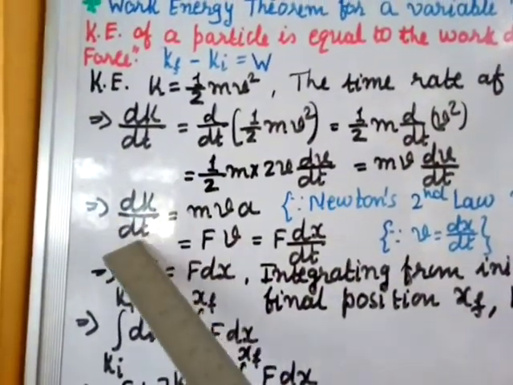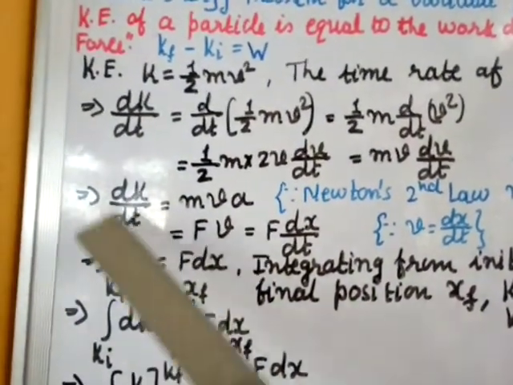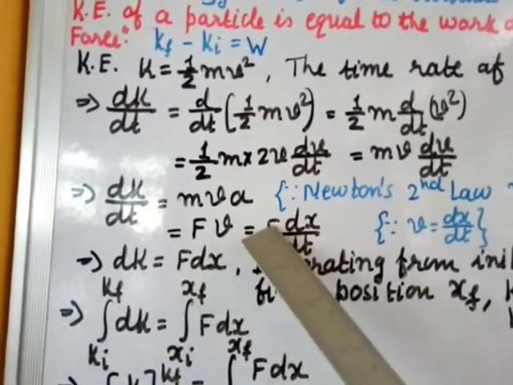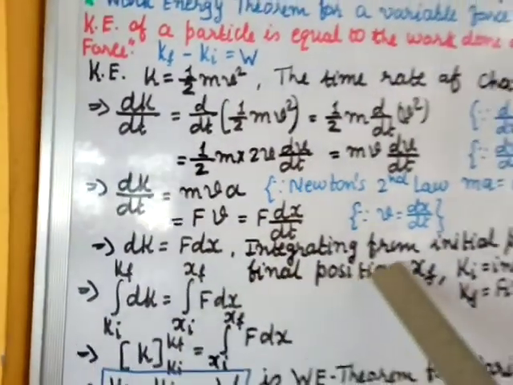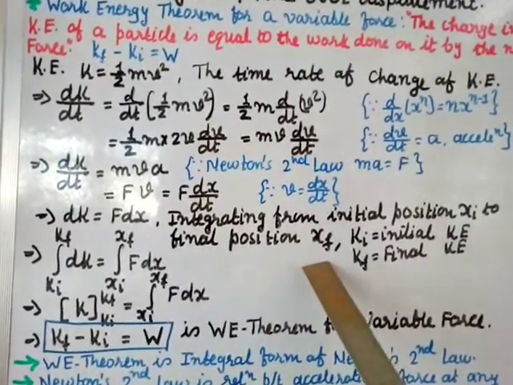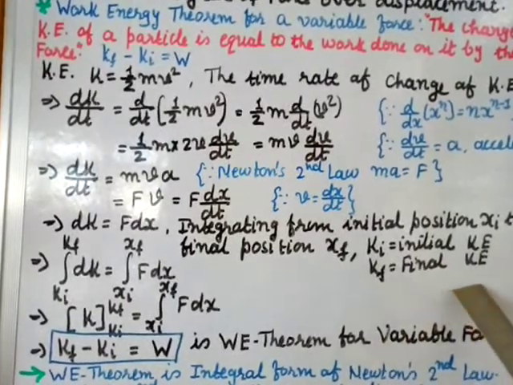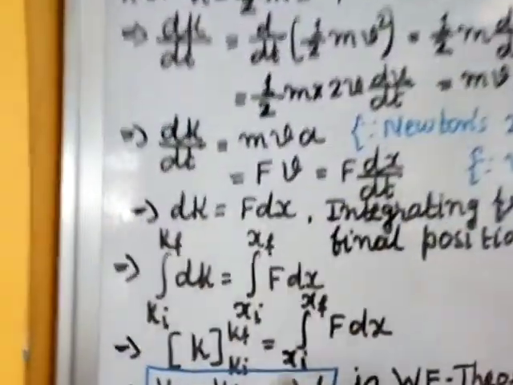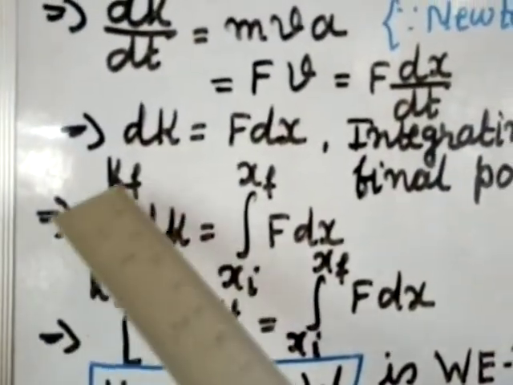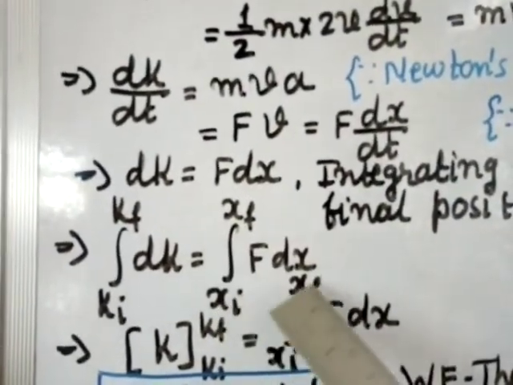Now here dK by dt equal to F of dx by dt. So on both sides dt you can cancel. So here you get dK equal to F dx. Now integrating from initial position xi to final position xf, Ki will be initial kinetic energy and Kf will be final kinetic energy. So I integrate both the sides. So integration Ki to Kf dK equal to integration xi to xf F dx.